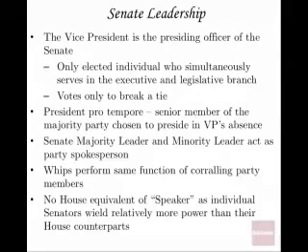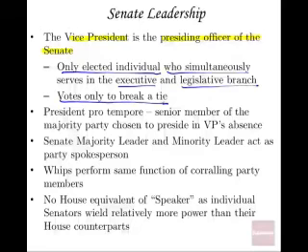Now, the Senate leadership, there are some unique aspects of the Senate leadership as opposed to the House. On the Senate side, the Vice President is the presiding officer of the Senate. Okay, the Vice President is the presiding officer of the Senate. Now, what's kind of interesting about that is that the Vice President is the only elected official who simultaneously serves in the executive and legislative branch. So the Vice President only votes to break a tie. And another ceremonial duty, so to speak, is that the Vice President will announce the winner of the Electoral College.